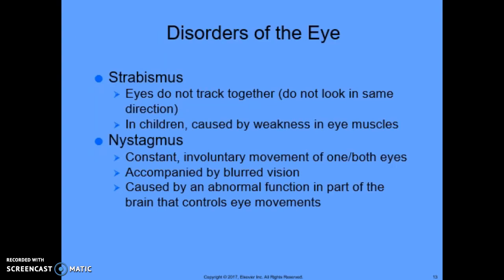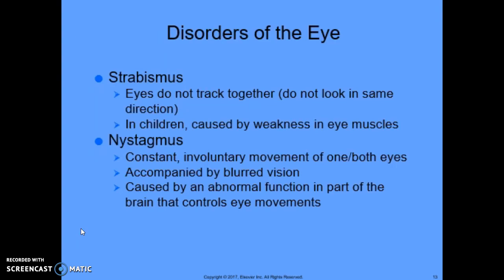Let's look now at strabismus and nystagmus. Strabismus is when the eyes do not track together and they do not look in the same direction. In children, it's caused by weakness of the eye muscles. Nystagmus is constant involuntary movement of one or both eyes. It's accompanied by blurred vision, and it's caused by an abnormal function in part of the brain that controls eye movement.